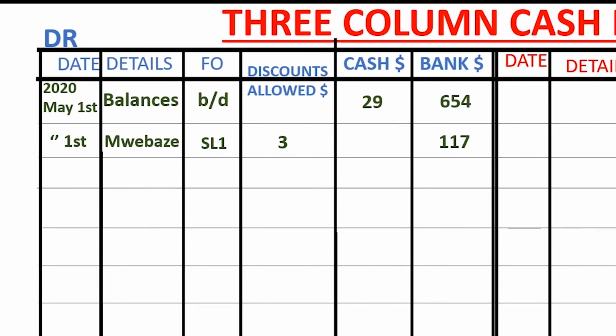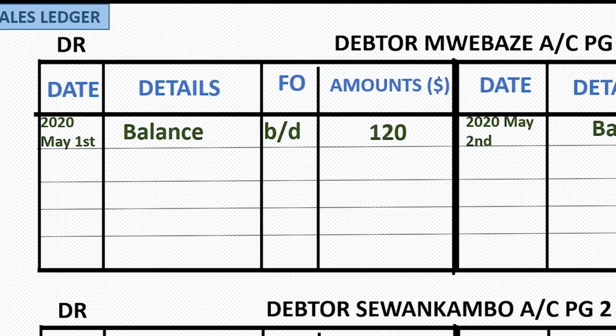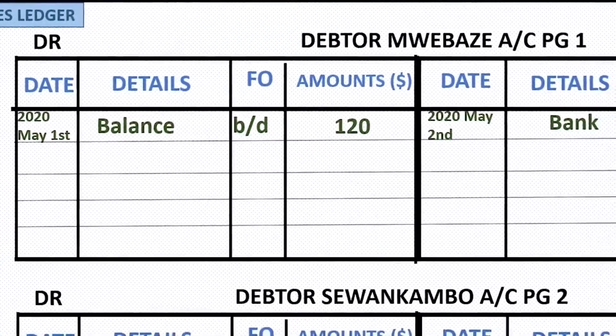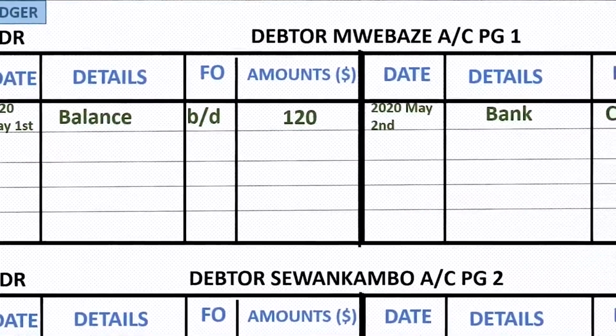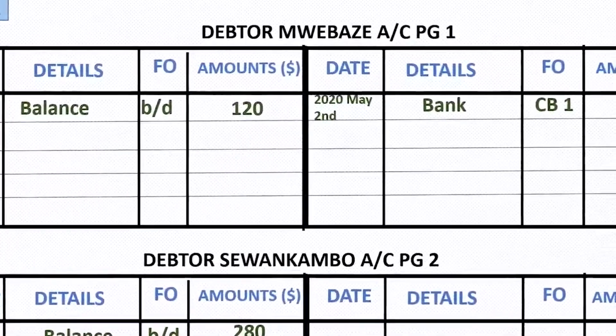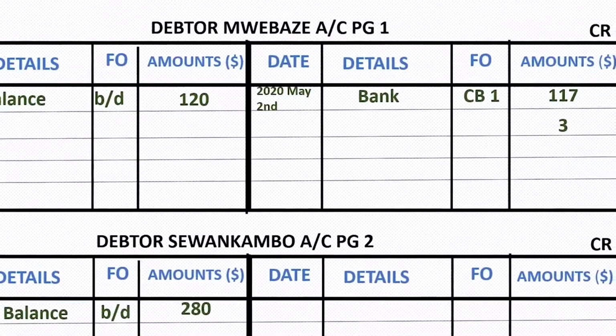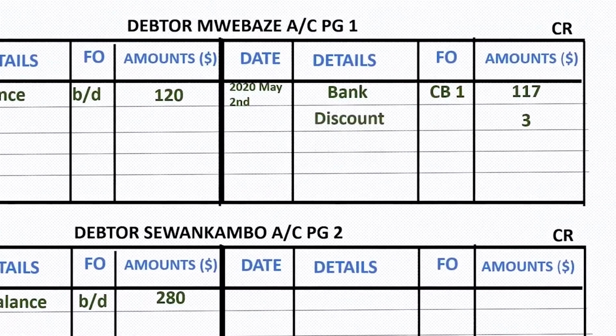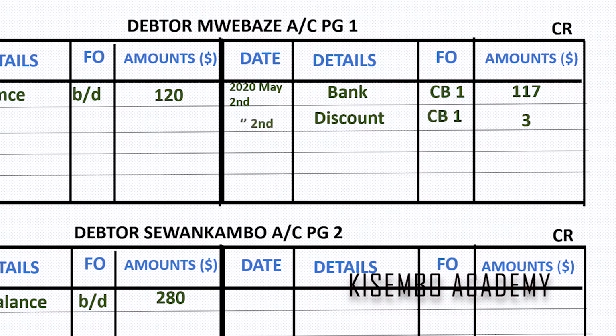So after posting this discount allowed in the column, we are supposed to go ahead and post a corresponding entry to this discount in the Mwebaze account. So if we come back to the Mwebaze account in the sales ledger, we treat the discount the same way we treated the cash he paid us earlier, by crediting the Mwebaze account with the discount, which is 3. The other item affected is definitely the discount, and this is found in the cash book on page 1, and this took place on the same date, on the 2nd of May.